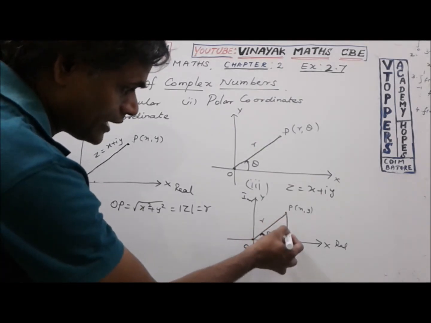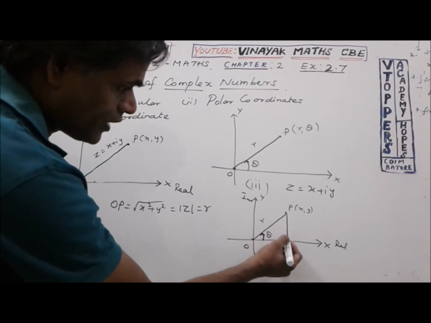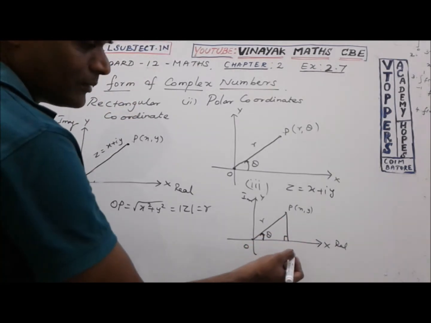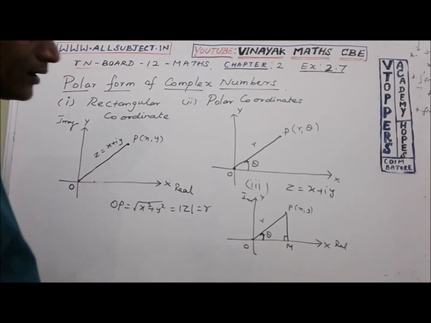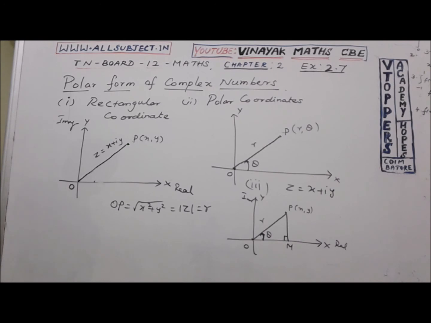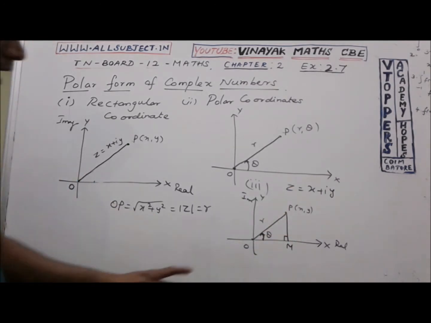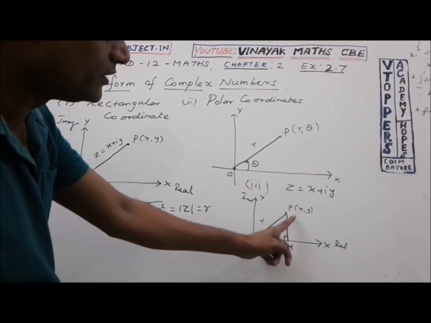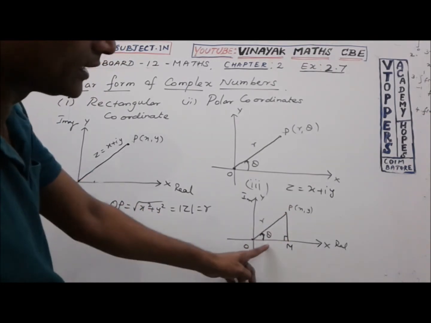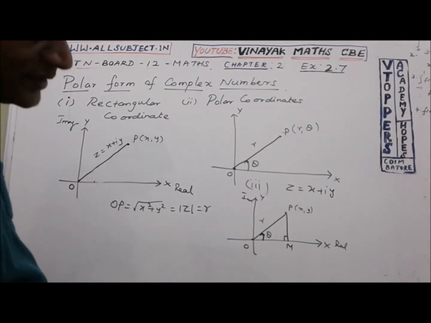Now I have drawn a line perpendicular from P to the x-axis, meeting it at some point M here. Now OMP is a right angle triangle. By using this right angle triangle, here is theta, PM is the opposite side, OP is the hypotenuse, and OM is the adjacent side for theta.